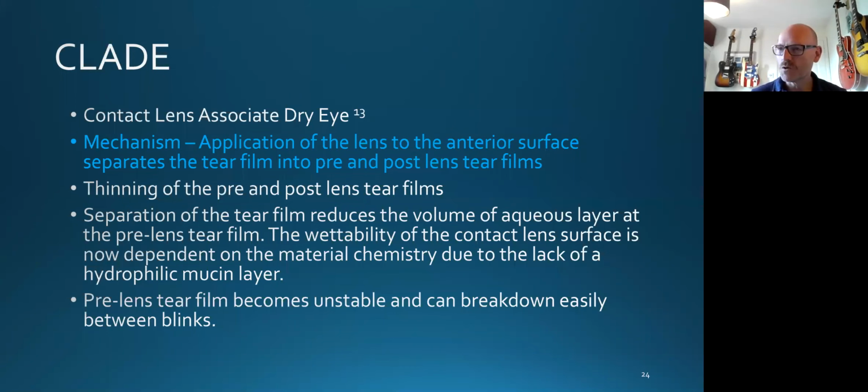Those two layers subsequently are thinner, so we get a thinning of the pre-lens tear film, and that separation reduces the volume of aqueous layer in front of the lens, so in that pre-lens tear film. Wettability of the contact lens surface is now dependent on the material chemistry. When we take that aqueous layer and split it and take it away from the mucin layer, the basement layer, then we're really reliant upon the chemistry and the wettability of the contact lens surface for the integrity of that pre-lens tear film. So we see instability, and then we get breakup.